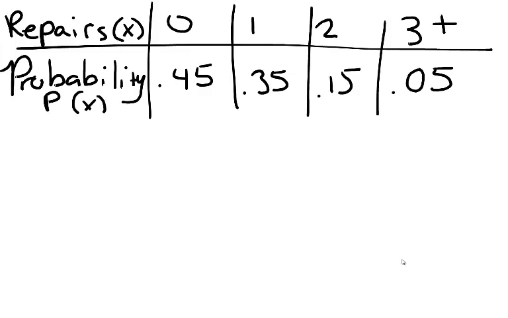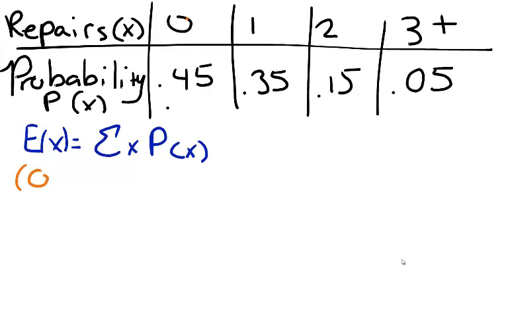First, let's make sure that the sum of our probabilities adds up to 1. So if we take the sum of 0.45, 0.35, 0.15, and 0.05, we get 1. Therefore, we know it's a legitimate probability distribution, and we can proceed. We'll be using the formula E of x, the expected value of x, is equal to the sum of x times P of x. In other words, we're going to multiply each x value by its corresponding probability, then add up the results.